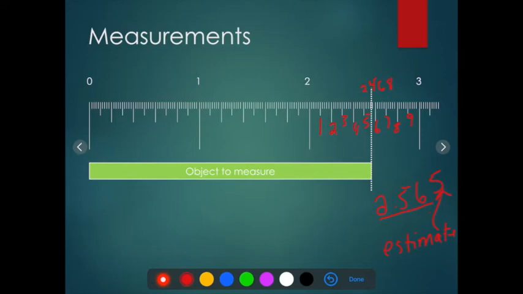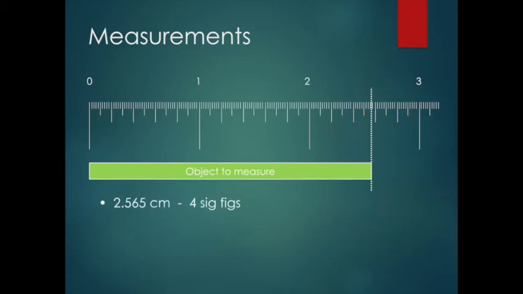So again, if it's right on the line, you would just estimate 0. But since it's past the line, it doesn't really matter what you estimate. You could have said 4, 3, it doesn't matter. Just estimate one more number after what we call the reliably known digits. This is hard to write on here, sorry, reliably known. Okay, so we know for sure 2.56, and then we estimated the 5. So we're getting 4 significant digits out of this measurement. That's as much as we can get. If we only wrote down 2.5, that would be an incorrect measurement, and we're not getting as many numbers as we can.